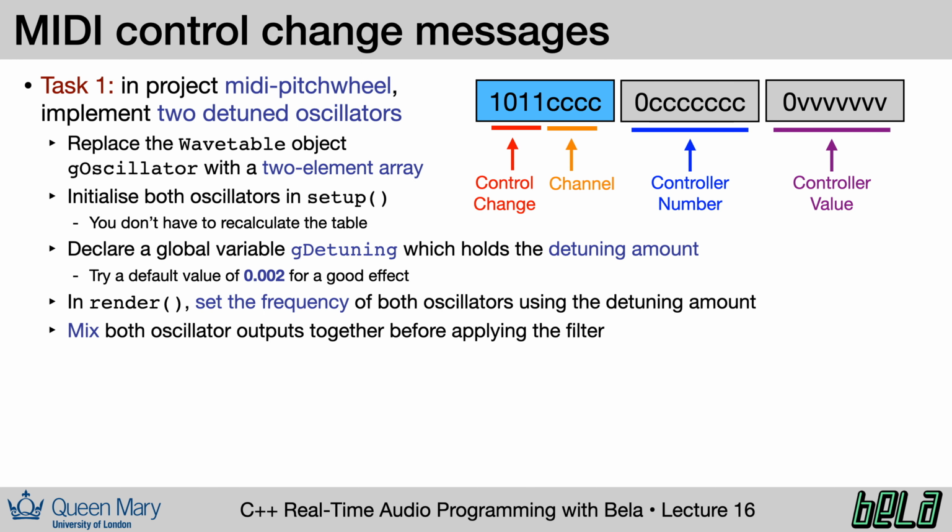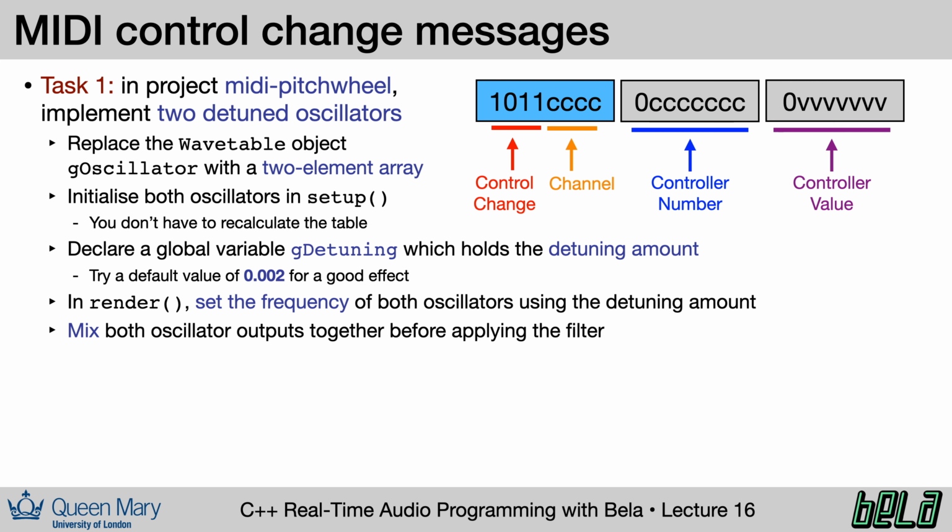Your task then is to take the MIDI pitch wheel project you just worked with and change it from one oscillator to two. You'll need to change the G oscillator wavetable object to be a 2-element array. I suggest that you rename it to G oscillators, plural, so that everywhere it comes up in your project you'll immediately get an error message if you forget to change it. You'll need to initialize both of these objects in the setup function, though you only need to calculate the wavetable once. Then declare another global variable, call it G tuning. Make it of type float. This is going to hold the amount of detuning between the oscillators. A reasonable default value might be something like 0.002 or 0.2% to get just a slight detuning effect.